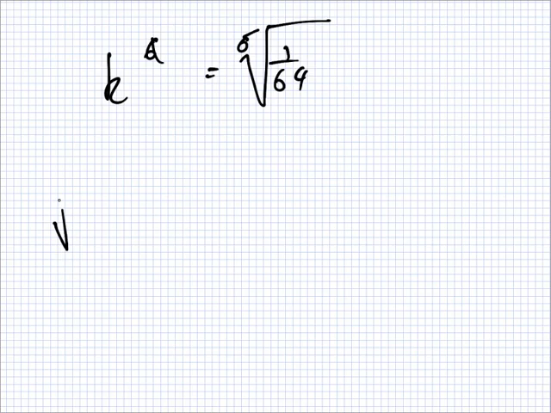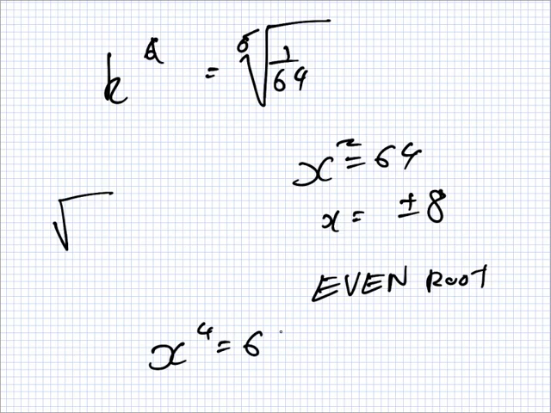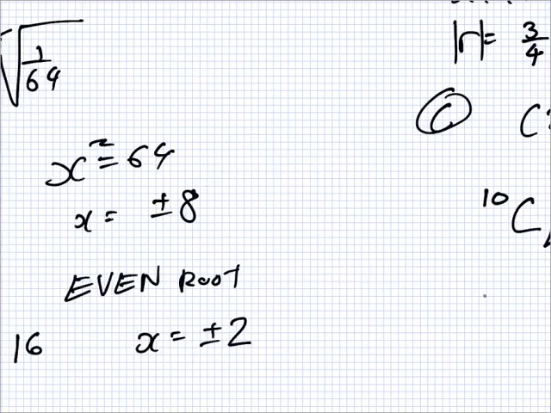So, for example, if I said x squared equals 64, what does x equal? Plus or minus 8. In fact, the rule is whenever you have even roots, you have a plus or a minus. So, for example, if I had the 4th root of 16, x would equal plus or minus 2. Anyways, there should be 2 answers here.